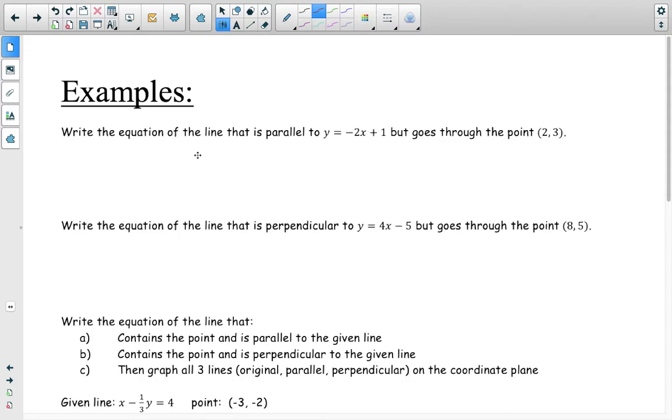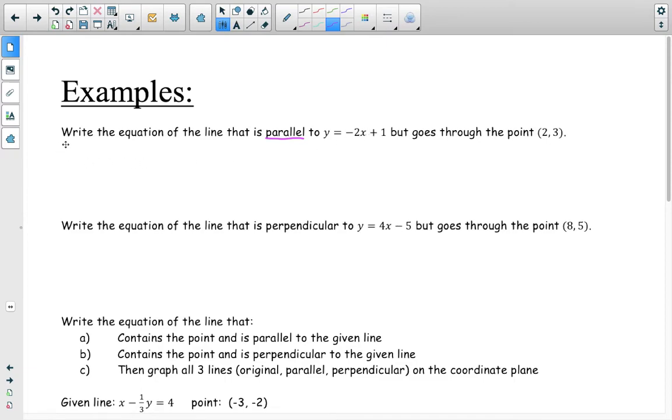So we're going to write the equation of the line that is parallel to y equals negative 2x plus 1, but goes through the coordinate or point (2, 3). When we look at the word parallel, we have to remember that parallel means they have the same slope but a different y-intercept. Right now, this equation is in slope-intercept form.